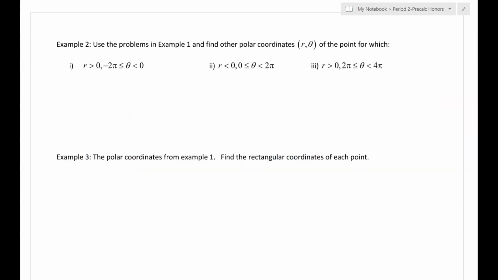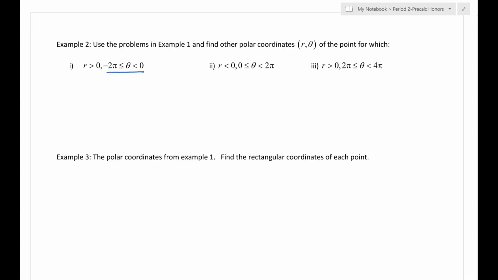All right, guys. So example 2 says use the problems in example 1 and find other polar coordinates, which is always denoted as radius, comma, theta, which is an angle of the point. So we got 1i, 2i, and 3i, and these are different conditions for our example 2. So 1i says all of the points in example 1. Now I want you to find a positive radius, and the angle is now restricted in between negative 2 pi and 0, inclusive at negative 2 pi.